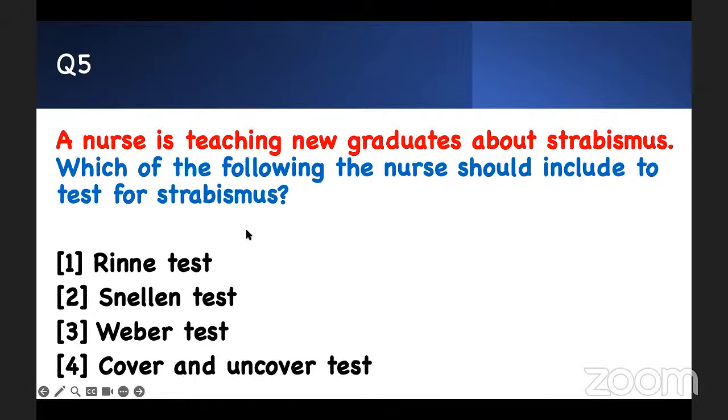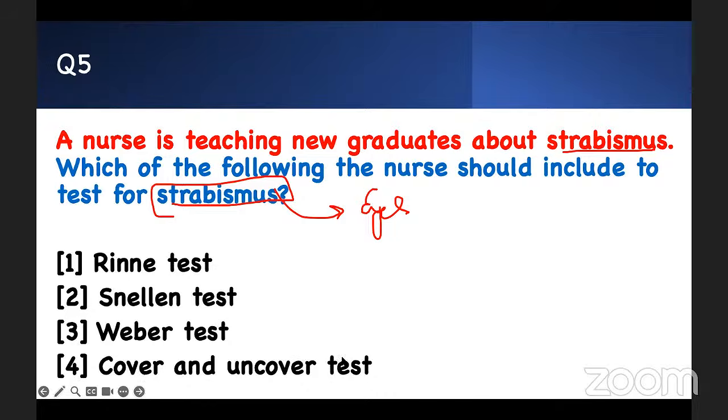Another good question. Which of the following should the nurse include to test for strabismus? A nurse is teaching a new graduate about strabismus. If you don't know what strabismus means, at least you've heard it, and you know this involves your eyes, right? Rinne test, Snellen test, Weber test, cover and uncover?